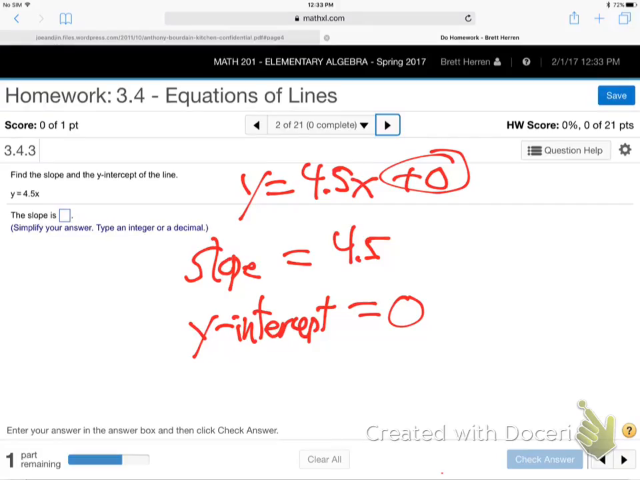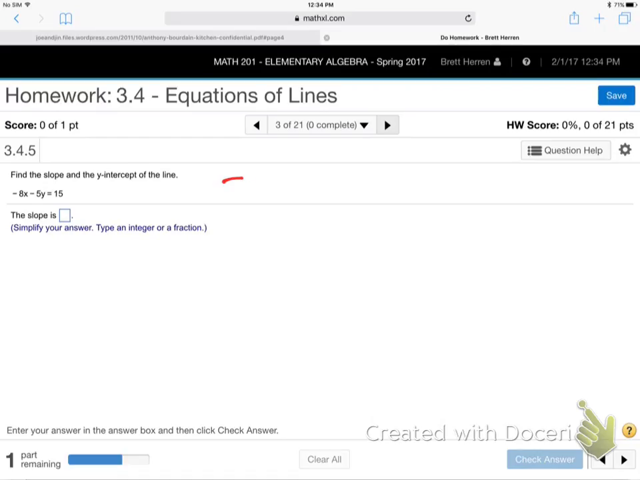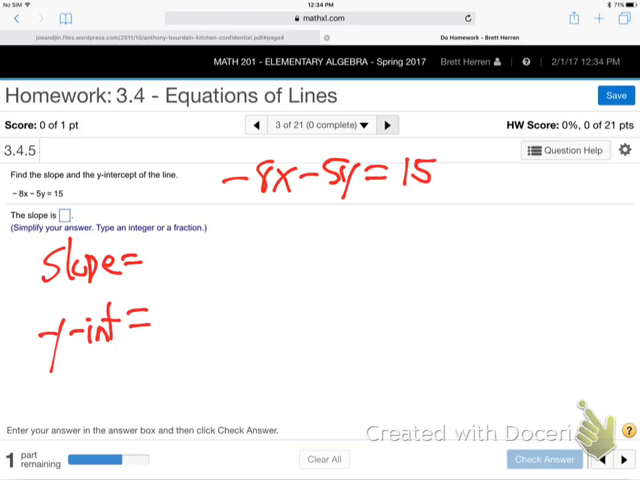All right. Do this one. Want to try that one? Minus 8x minus 5y is 15. They're asking again for the slope and the y-intercept. So what do you got to do on this one to get the slope and the y-intercept? Yeah, you got to do the work this time to get y alone first. And then you can grab the slope and y-intercept. So do that work, get that y alone.